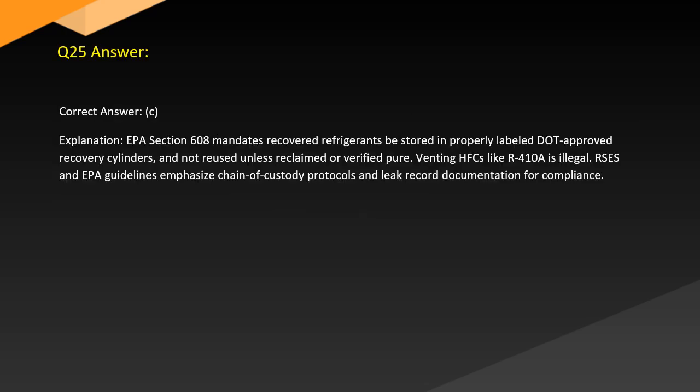Answer. Correct answer: C. Explanation: EPA Section 608 mandates recovered refrigerants be stored in properly labeled, approved recovery cylinders and not reused unless reclaimed or verified pure. Venting HFCs like R-410A is illegal. RSES and EPA guidelines emphasize chain of custody protocols and leak record documentation for compliance.